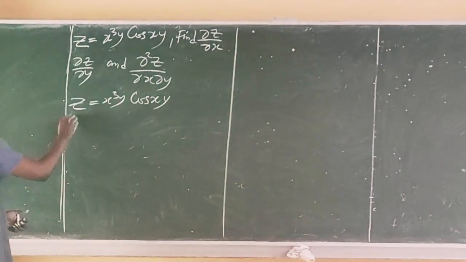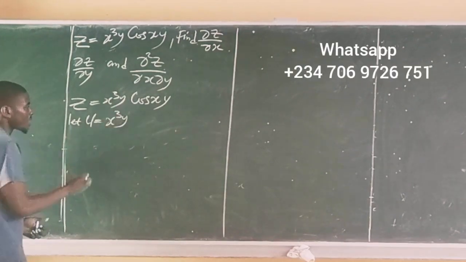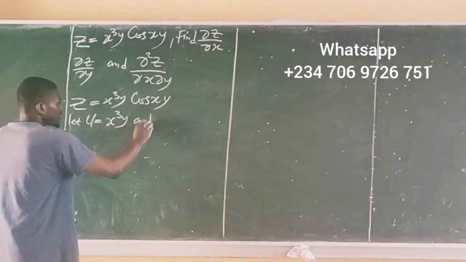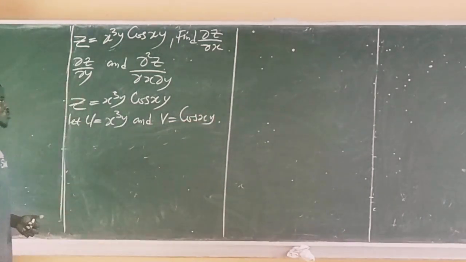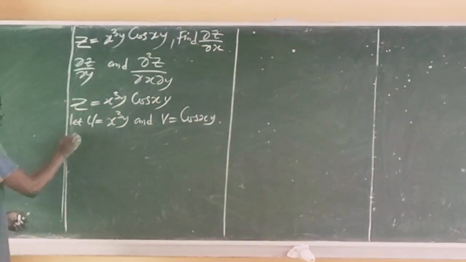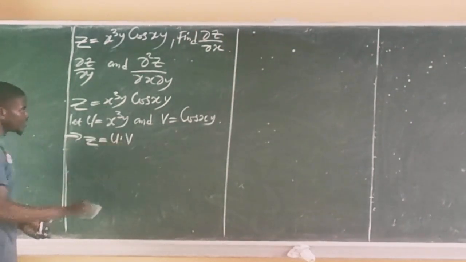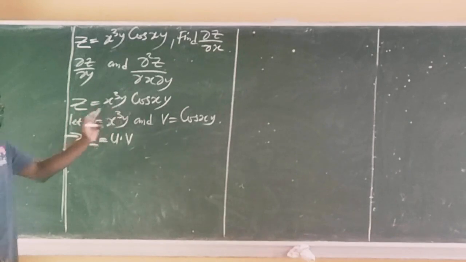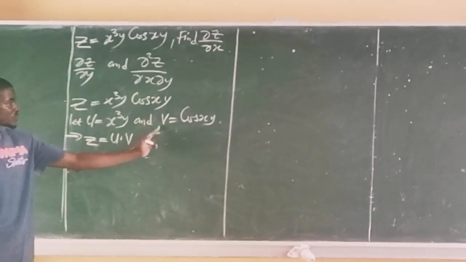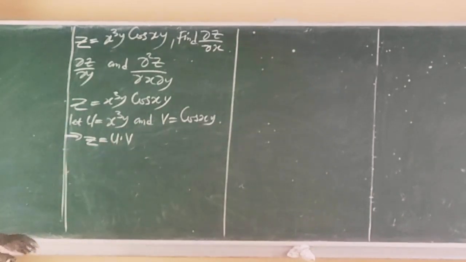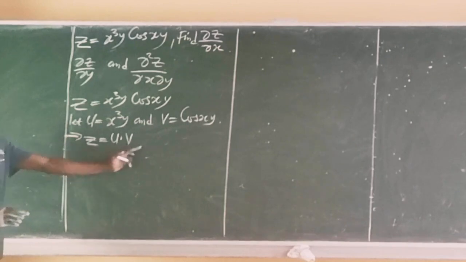So first thing, let u be equal to x cubed y and v equal to cos xy. So if this is so, it means now that z itself is simply u times v, because in place of x cubed y, I simply replace with u, and in place of cos xy, I simply replace with v. Alright? So from product rule, this is now a product of two functions.